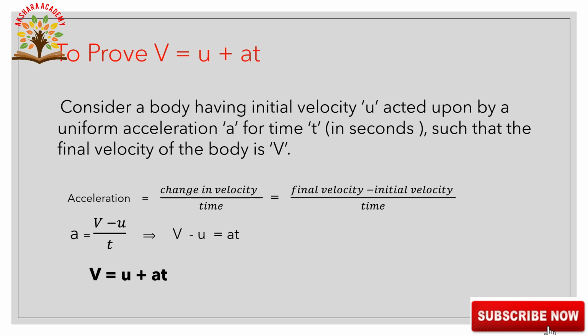Consider a body having initial velocity u acted upon by a uniform acceleration a for time t, which is in seconds, such that the final velocity of the body is v. Acceleration a is equal to change in velocity by time. Change in velocity is nothing but final velocity minus initial velocity. v is the final velocity, u denotes the initial velocity. a is equal to v minus u by t. So v is equal to u plus at. Hence proved. Go to the next one, to prove that s is equal to ut plus half at square.